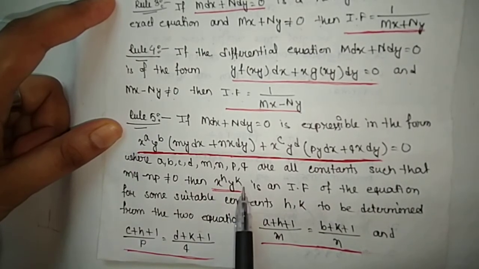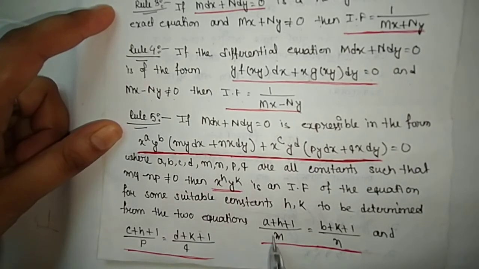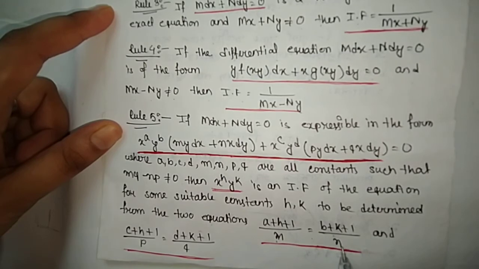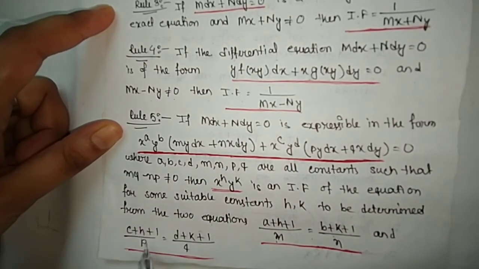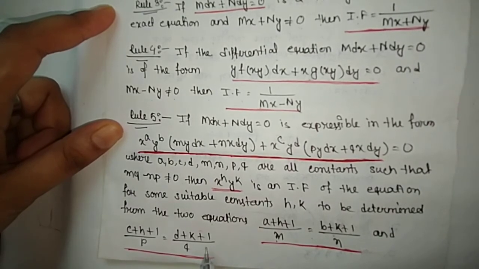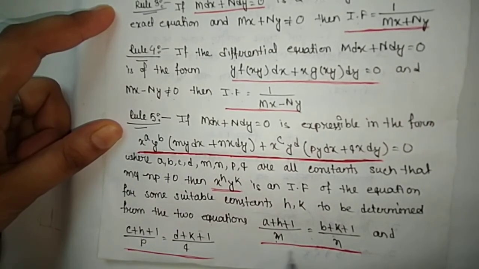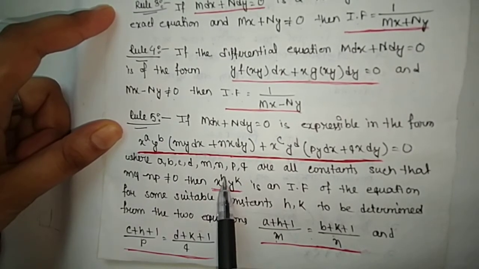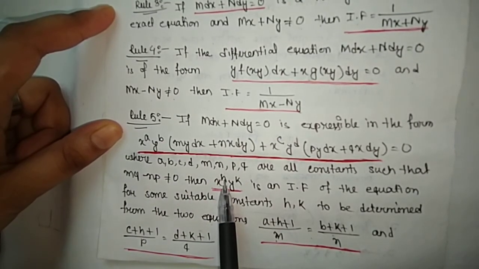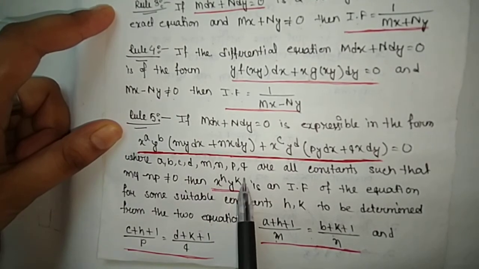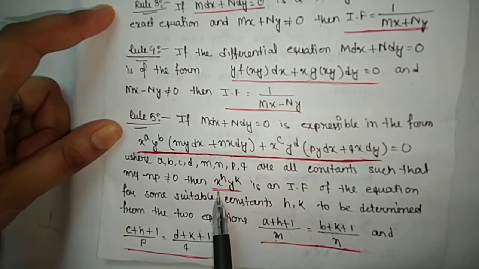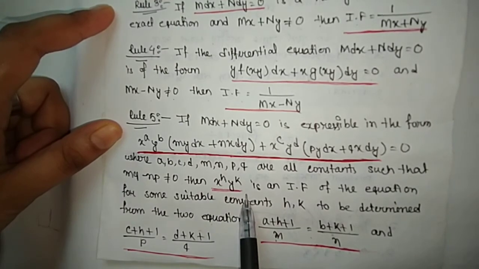And this h and k, we have to determine from the two equations: (a + h + 1)/m = (b + k + 1)/n, and (c + h + 1)/p = (d + k + 1)/q. From these two equations we have to find h and k. Then we put these values here, and this will be the integrating factor x^h y^k.